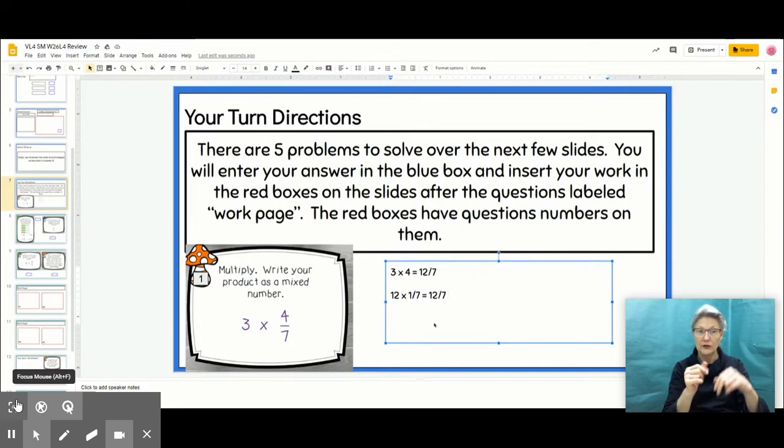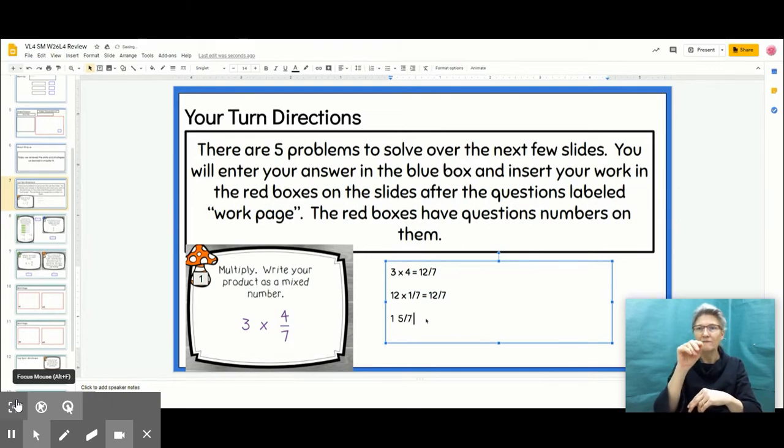Well, if I look, it's asking me to write my product as a mixed number. So here I have it written as a fraction greater than 1. So now I need to turn this into a mixed number. I know that it's greater than 1 because 7 sevenths would be 1 whole. So I'm actually going to use that to help me. If I know that 7 sevenths makes 1 whole, I know that I have 1 whole here, right? And then how many pieces do I have left over? Well, 12 minus 7 is 5. So I have 5 pieces left over, but those pieces are sevenths. So my mixed number is 1 5/7.